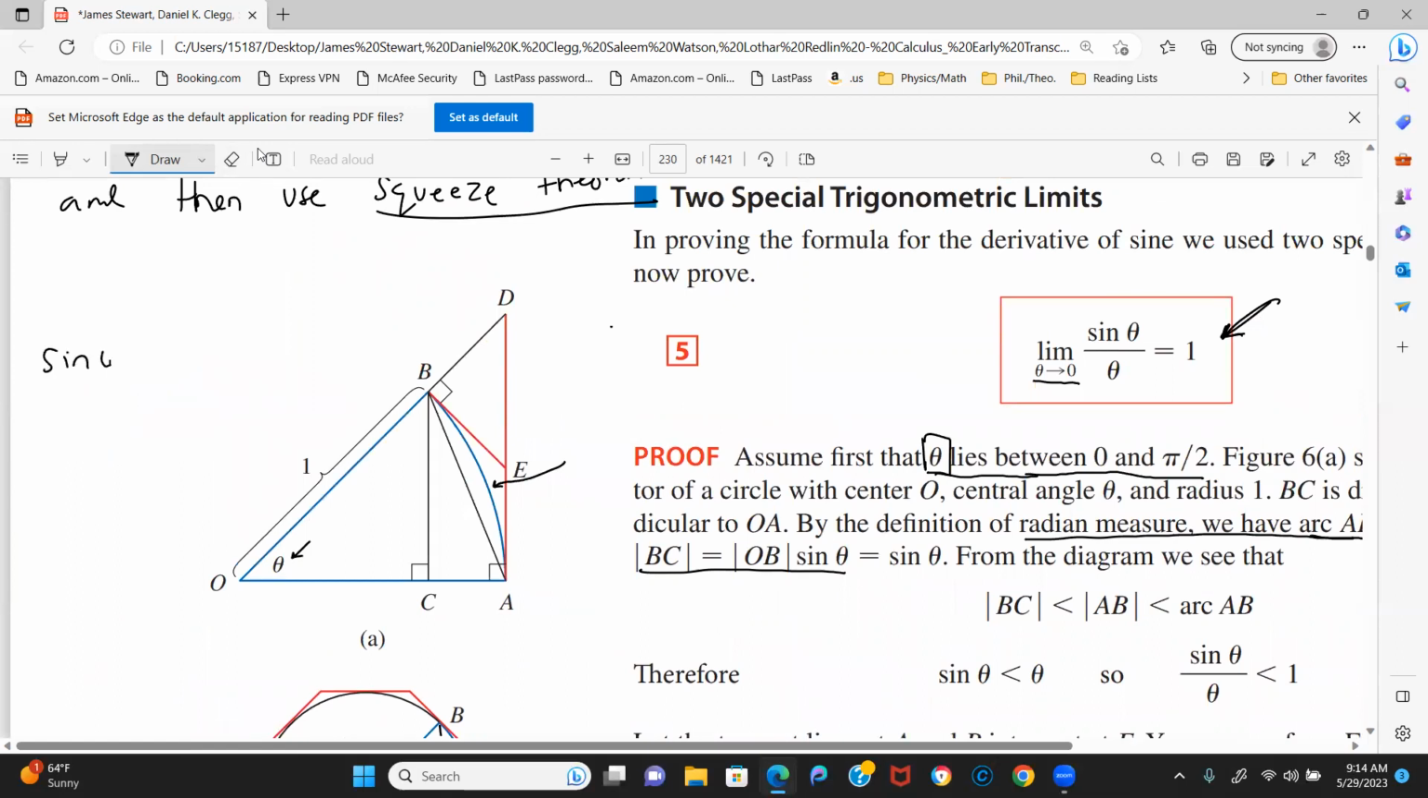So sine of theta is going to be equal to opposite over hypotenuse. So this black line right here, the length of it, BC, divided by the hypotenuse, which is the length of OB. But we're on the unit circle, and B is a point on the unit circle. So this length right here is 1. So the length of OB is 1, so it's going to be BC. So sine of theta is equal to BC.